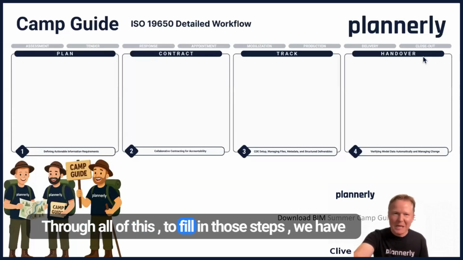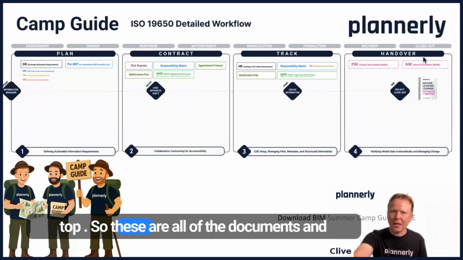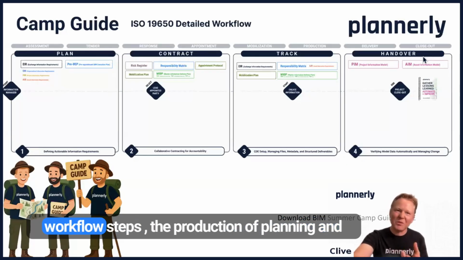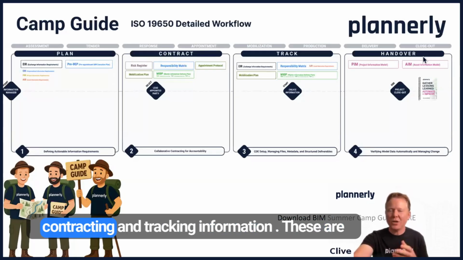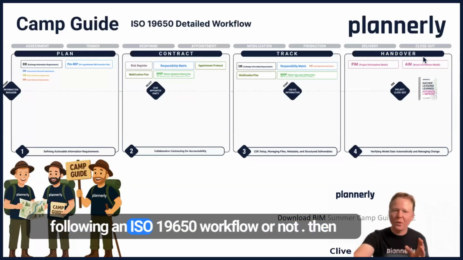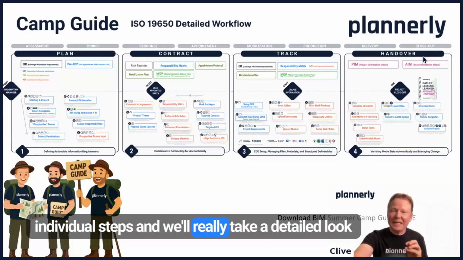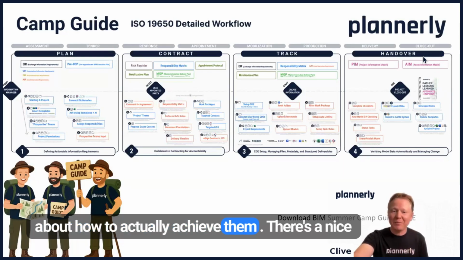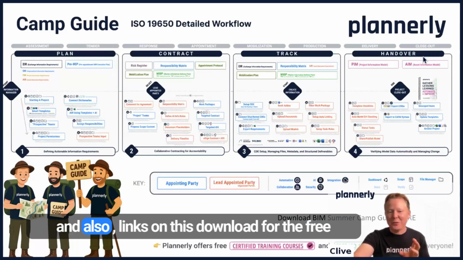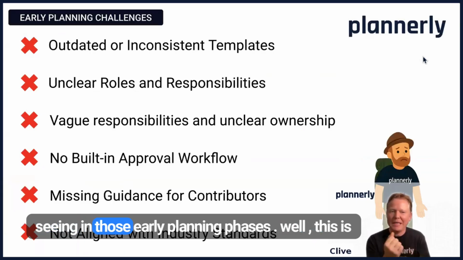Through all of this, to fill in those steps, we have the resources that we'll be talking about along the top. So these are all of the documents and workflow steps, the production of planning and contracting and tracking information. These are really important no matter whether you're following an ISO 19650 workflow or not. Then along the bottom, we will introduce all of the individual steps and we'll really take a detailed look about how to actually achieve them. There's a nice key and also links on this download for the free certified training and also a bunch of templates as well. So Akash, tell us more about what you're seeing in those early planning phases.